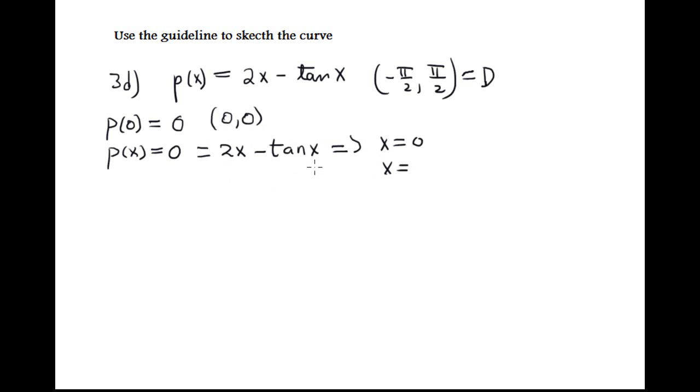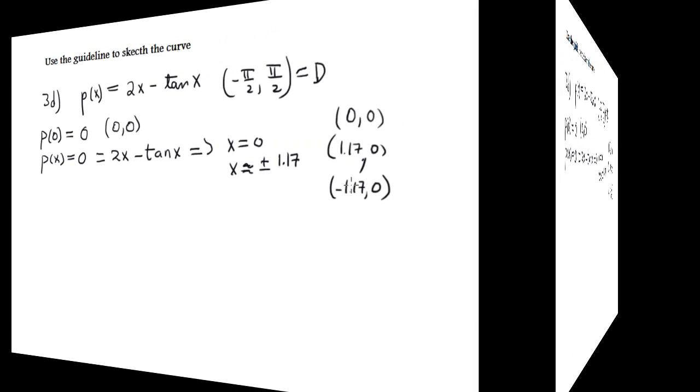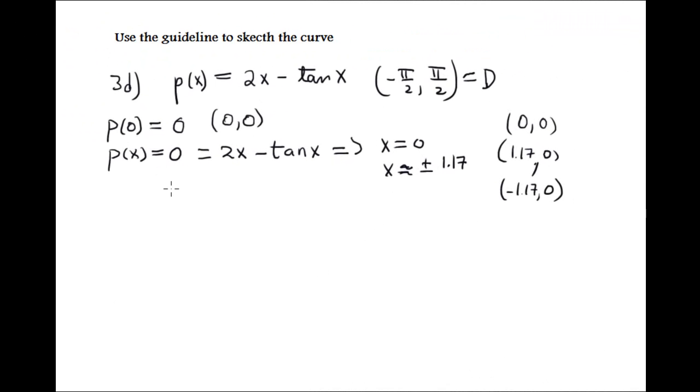Let's do it after in Desmos, but I anticipate that the answer is plus and minus approximately 1.17. So we have two, no, we have three: 0, 0, 1.17, and negative 1.17, okay? Well, Bernoulli, we have, yes.